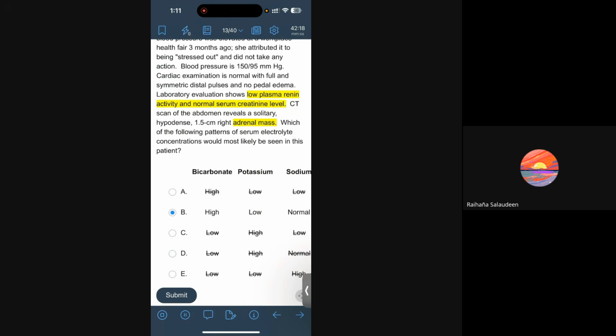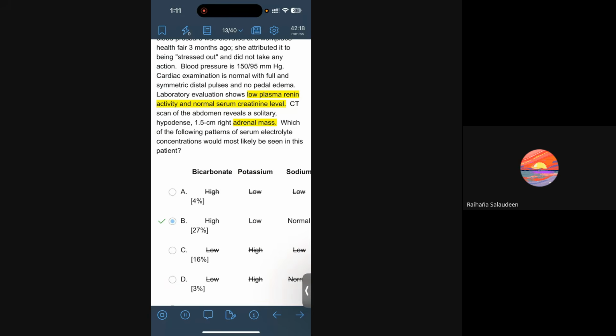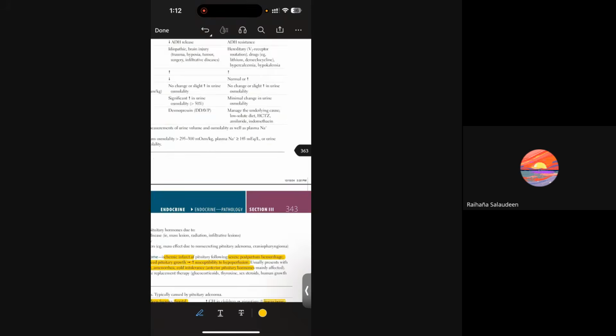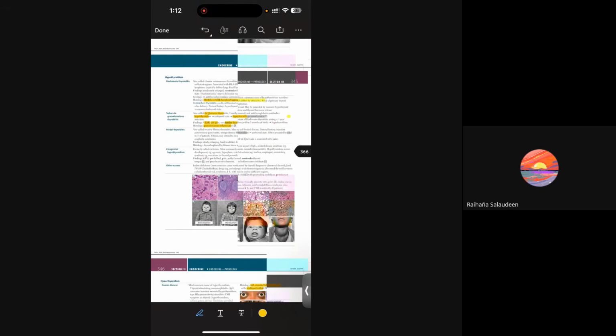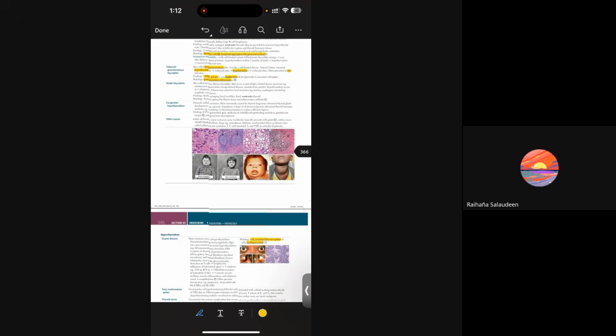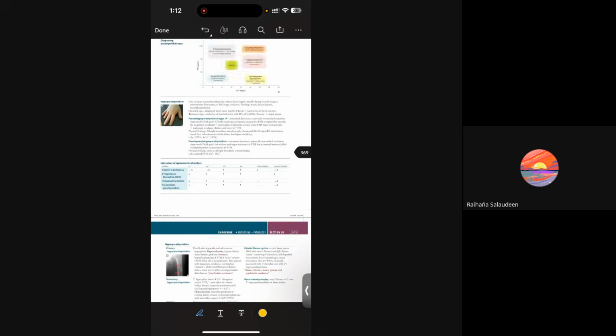But you have to tell me why it is normal, not high. Because of the aldosterone escape mechanism. Aldosterone is a mineralocorticoid. It is going to conserve the minerals and increase the sodium levels. So in the options, the answer can be either high sodium or normal sodium. Low sodium can never be the answer in the case of high aldosterone.